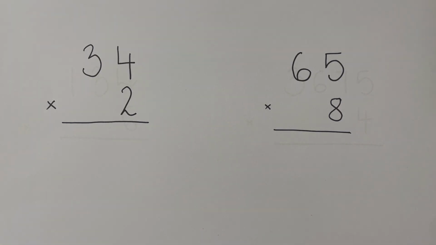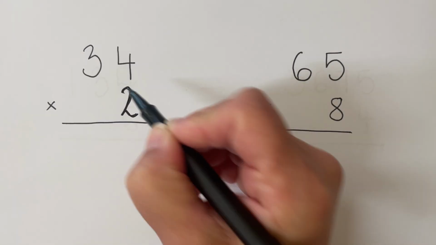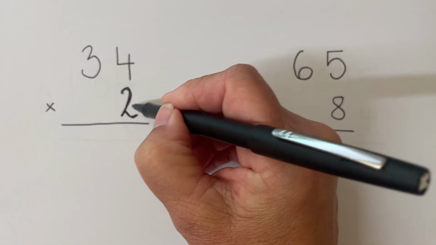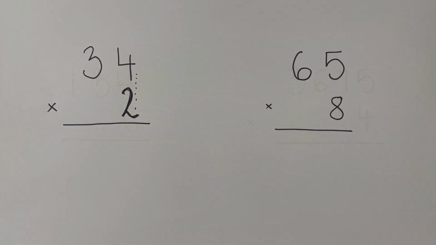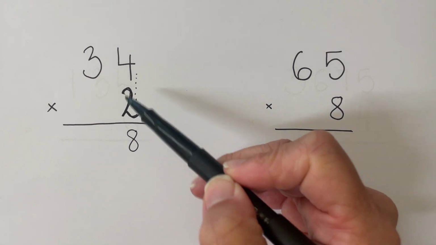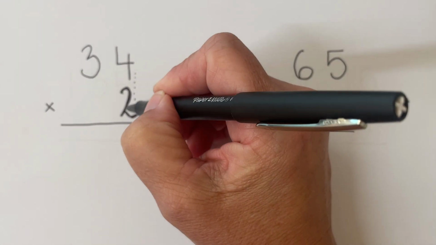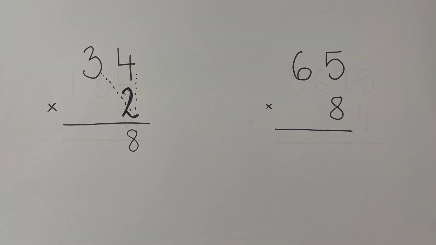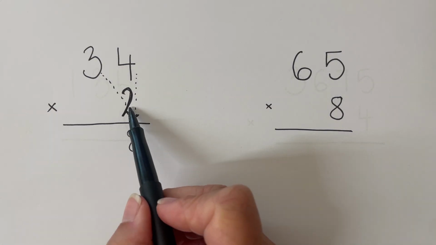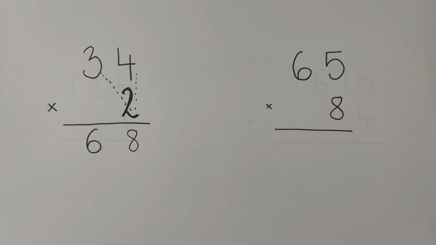Okay, so what we're going to do is multiply the 2 in the ones place by everything. So you're going to multiply the 2 first by the 4. So 4 times 2, or 2 times 4, is 8. Make sure you line up your numbers, otherwise you're going to get into some complications later. And now I'm going to multiply the 2 by the other number, the 3, the number in the tens place, or the 30. So 2 times 3 is 6. So the answer is 68. 34 times 2 is 68.